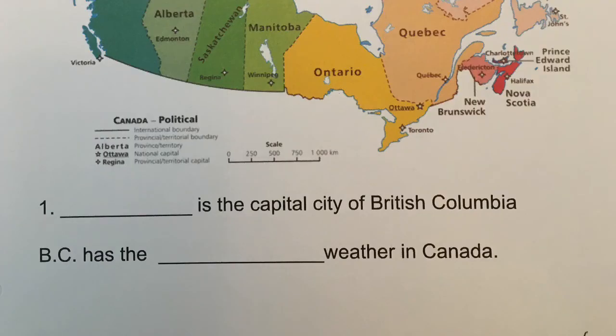Now look at the bottom of the page 6. You will see number 1. And you can write here Victoria. Can you see Victoria on the map? Victoria is the capital city of British Columbia.